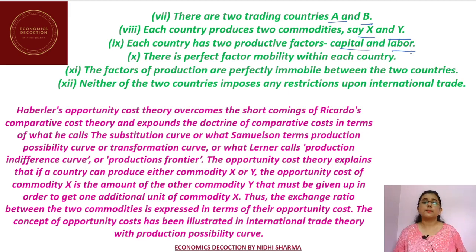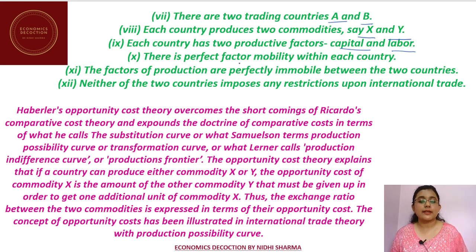But Haberler's opportunity cost theory is based on a 2 by 2 by 2 model, that means two countries, two commodities, and two factors of production, that is labor and capital. So earlier we were considering only one factor of production, that is labor, but in this theory we are going to consider two factors of production, that is capital as well as labor. So each country has two productive factors, capital and labor.